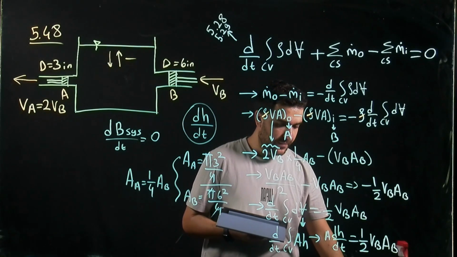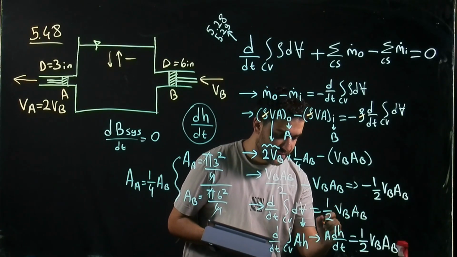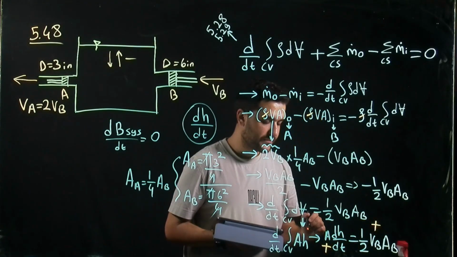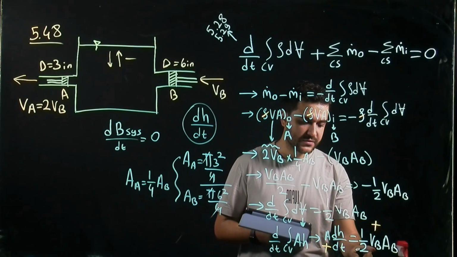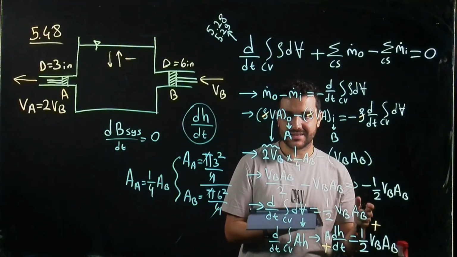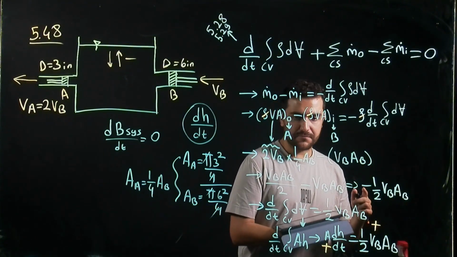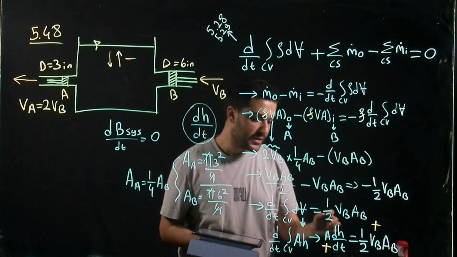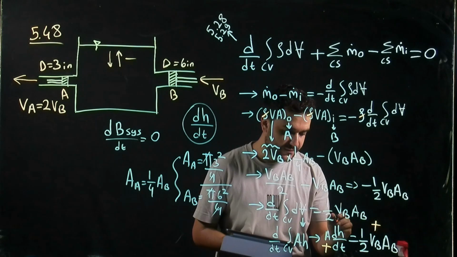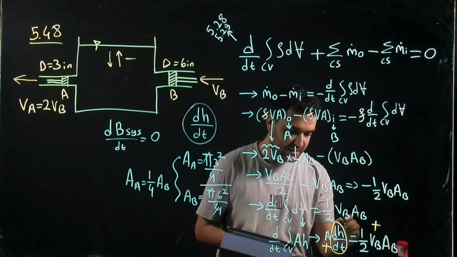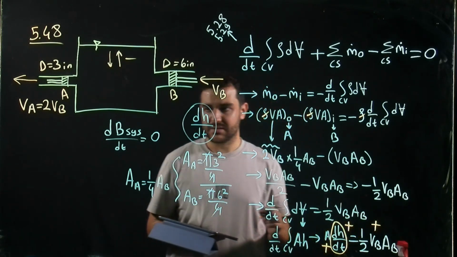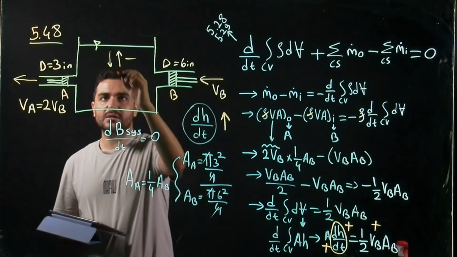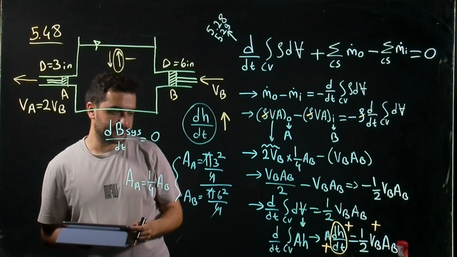So here the area will be positive, and this term is also positive, and here the velocity is positive because it is in the same direction. We are not calculating something in the reverse direction. So we have positive, therefore dh over dt will also be positive. This means that we will have a rise in this water level.